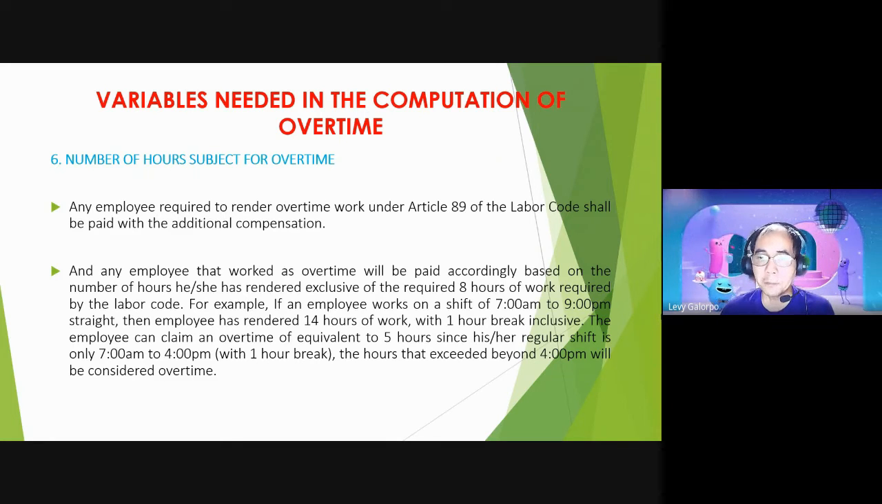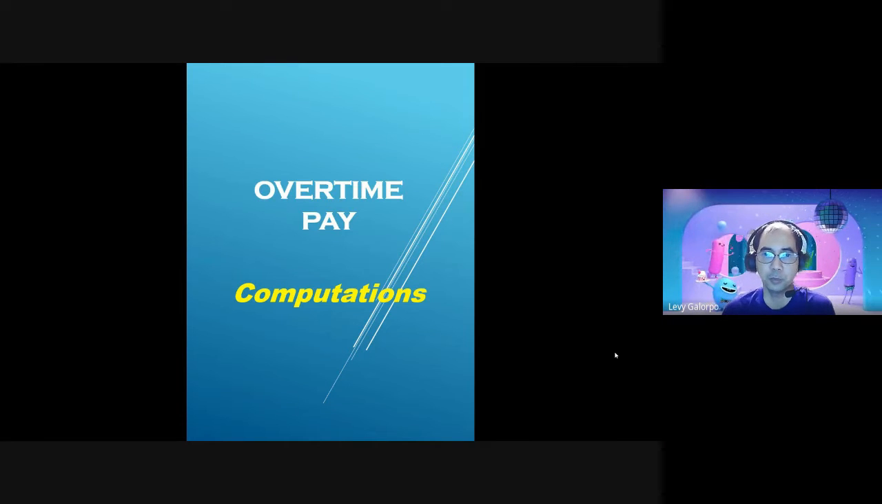Example, if an employee works on a shift 7 a.m. to 9 p.m. straight, then employee has rendered 14 hours of work with 1 hour break inclusive. The employee can claim an overtime of equivalent to 5 hours since her regular shift is only 7 a.m. to 4 p.m. The hours that exceeded beyond 4 p.m. will be considered overtime. Now, let us proceed with overtime pay computations.